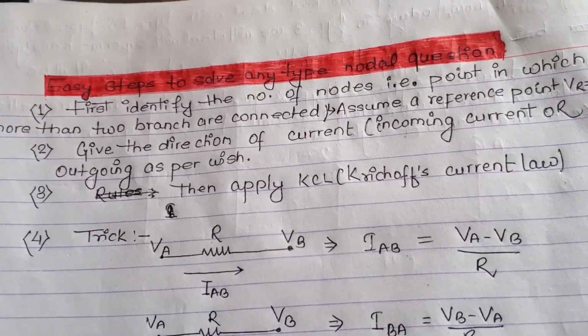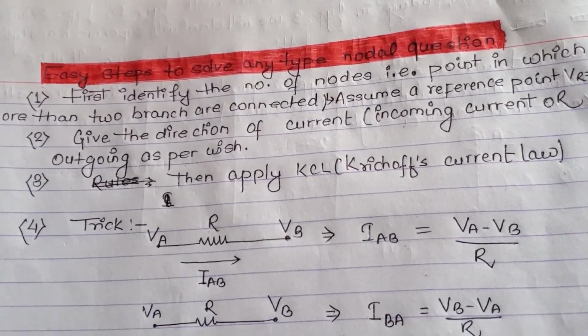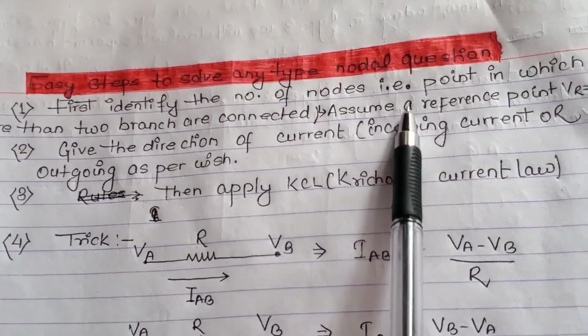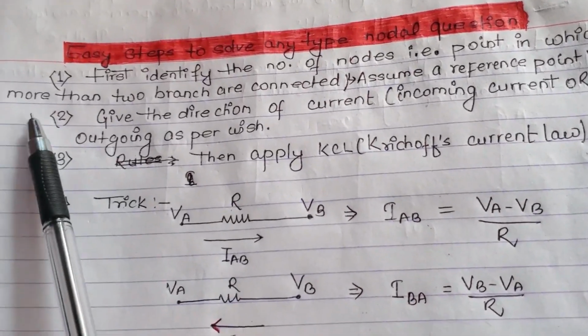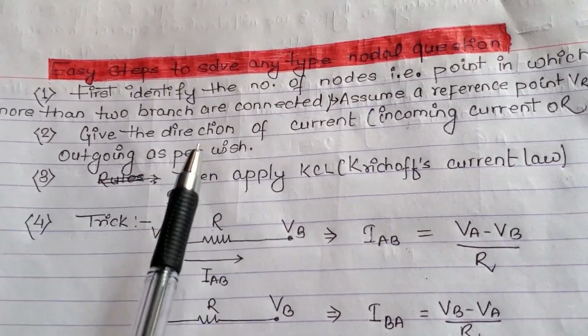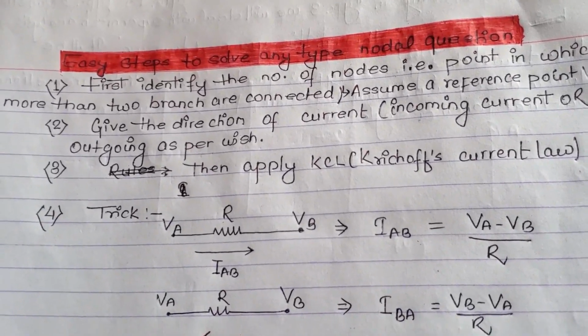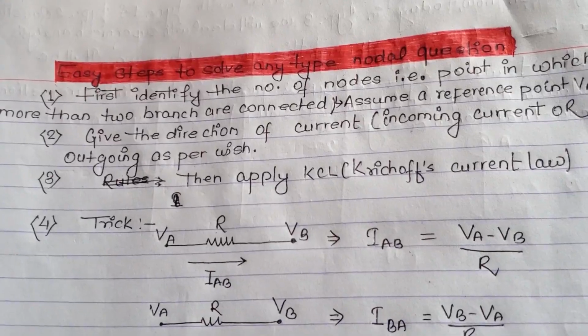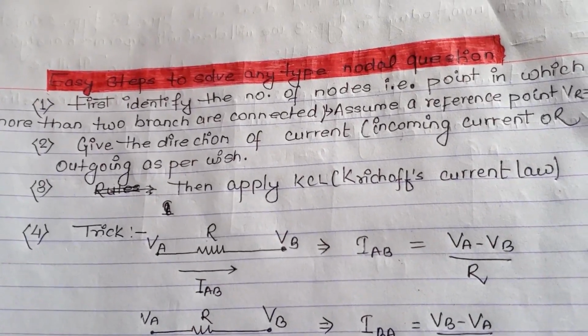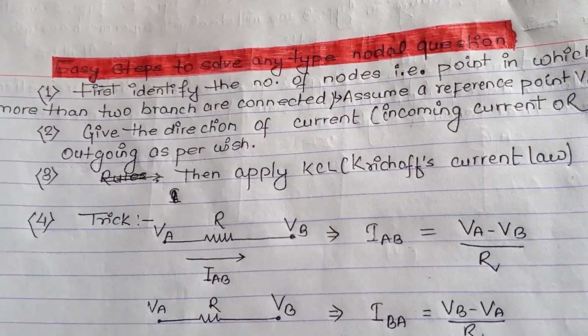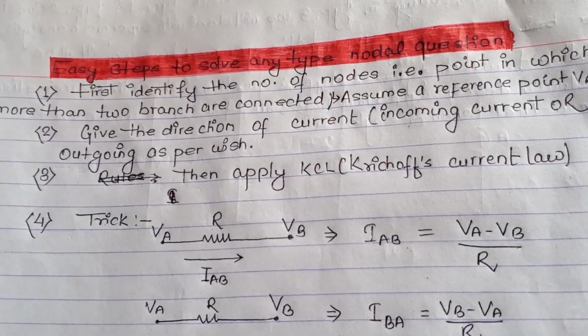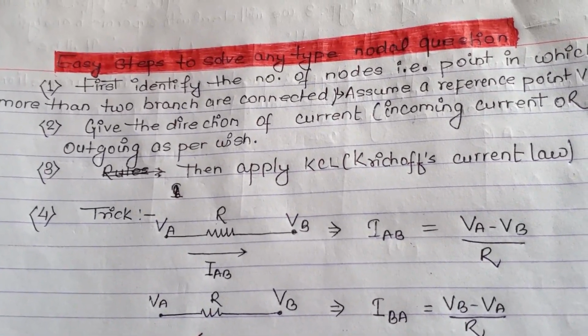Then what is a node in the case of nodal analysis? A node is a point in which more than two branches are connected. So to solve any electrical circuit using nodal analysis, we need to find the nodes. And which nodes? A node is a point in which more than two branches are connected.